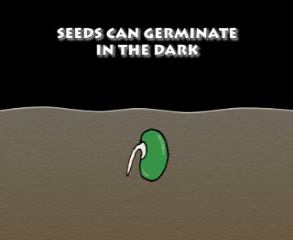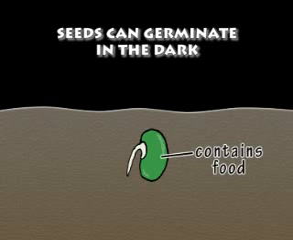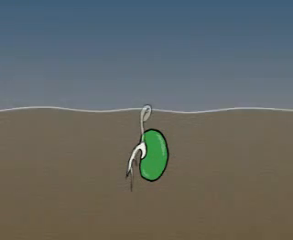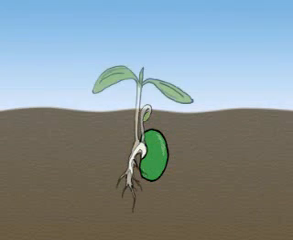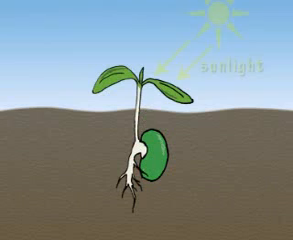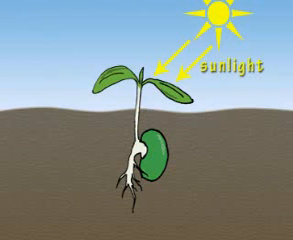The reason for this is that the seed contains a food store the plant can live on as the root grows down into the soil, and the shoot grows up to break through the surface of the soil. Only after the leaves have developed does the young plant begin to make its own food by photosynthesis.